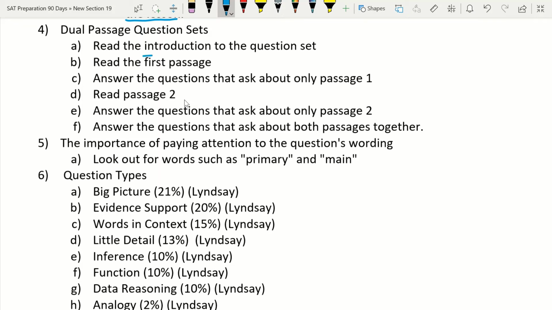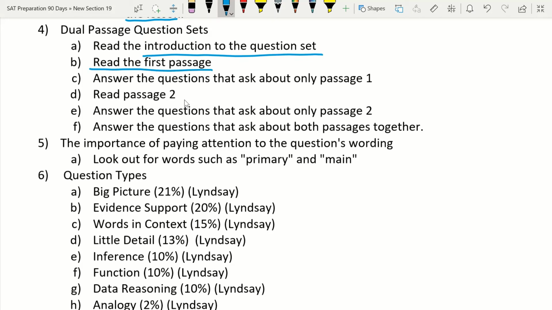First thing you're going to do is you're going to read the introduction to the question set. So this is going to be the thing that gives you your title, your author, your year. Okay, you're going to read that. That's the first thing you're going to do. You're going to read your whole introduction to your question set, right? It's going to have your author of both passages, the year of both passages, and a little brief description of them. After that, you're going to read the first passage.